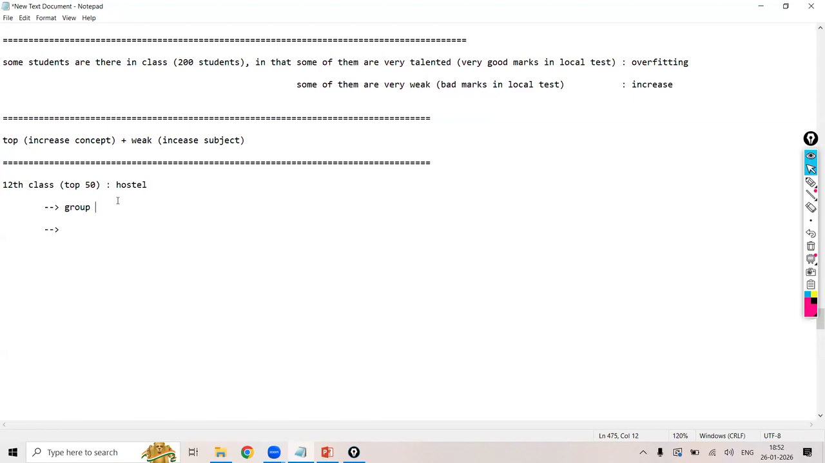And how many groups did they create? 50 groups. In those 50 groups, whoever is the top student, they attached to the weakest student. Like that, they created the groups. One top student plus one weak student who is very low in the subject marks. They combined them. And he gave us one offer.